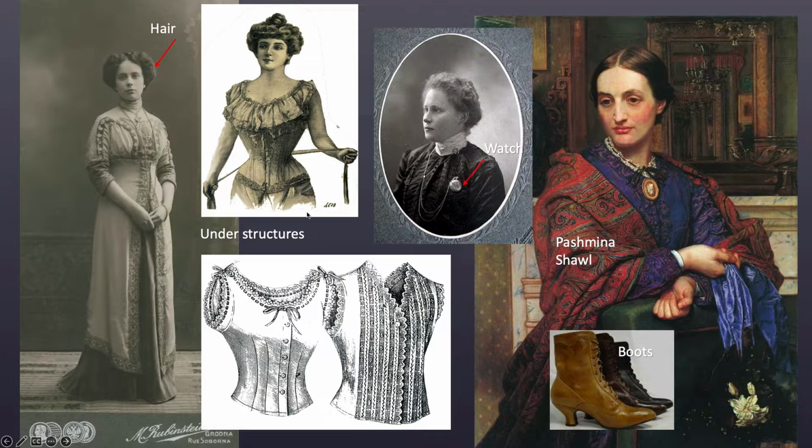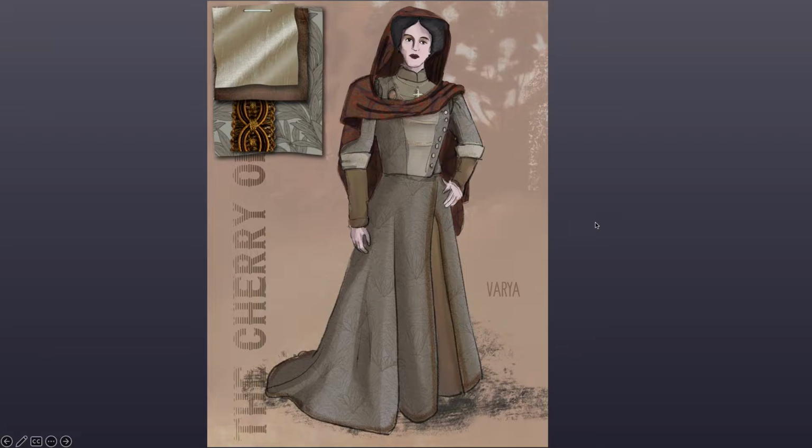I included some research here of the understructures that would be required to get the shape, and I believe that Varia probably wears a watch. So with those in mind, here are some choices that I made. Oh, a pashmina shawl also because it's getting chilly now in this summer evening. So here are some choices that I put together for Varia.